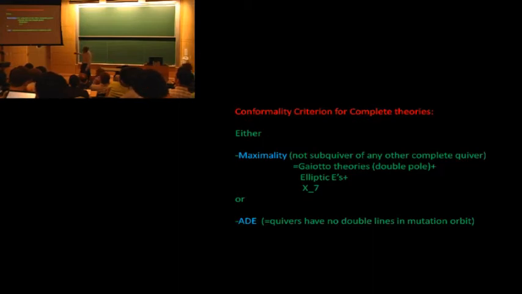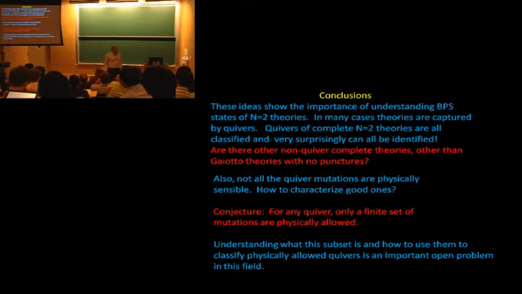OK, I think I'm running out of time, so I'll go to my conclusions. These ideas show the importance of BPS states in understanding N equal to 2 theories. And we have seen that in many cases, where their BPS states are not dense, they are captured by quivers. And at least all the ones we know are in the list. And we have described all of them in a very simple, effective way. So this is a very powerful way to think about these N equal to 2 theories.